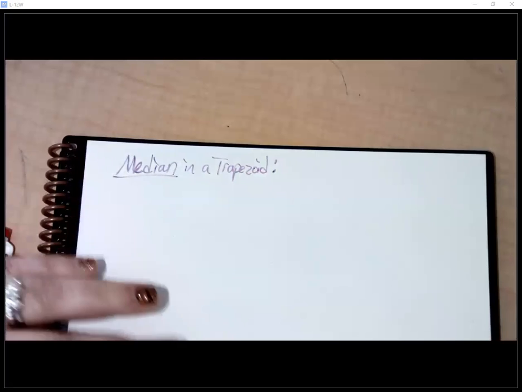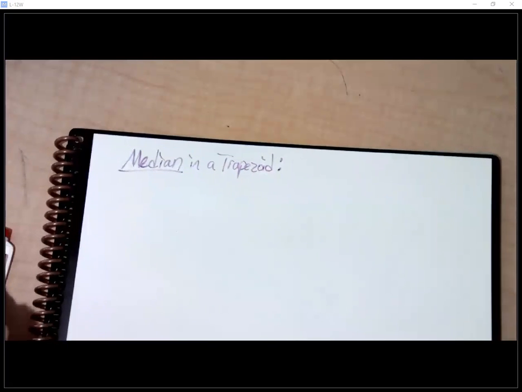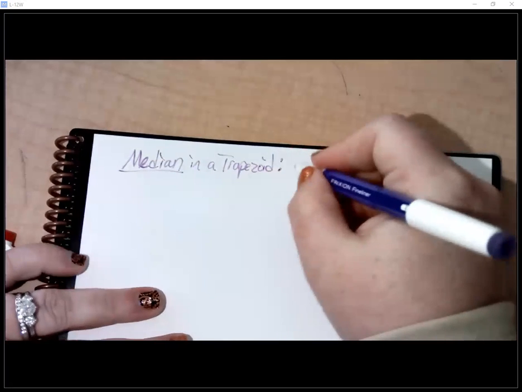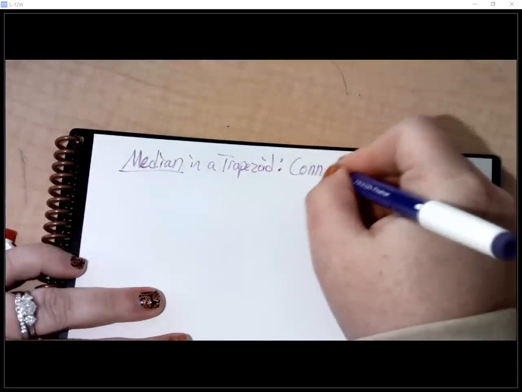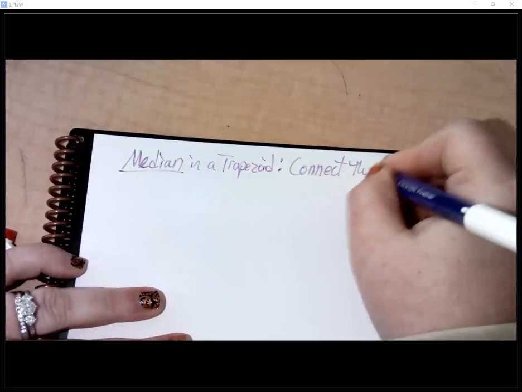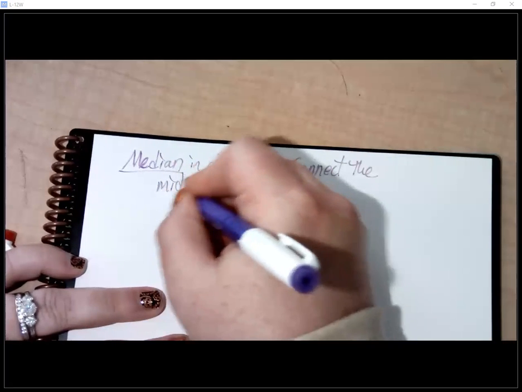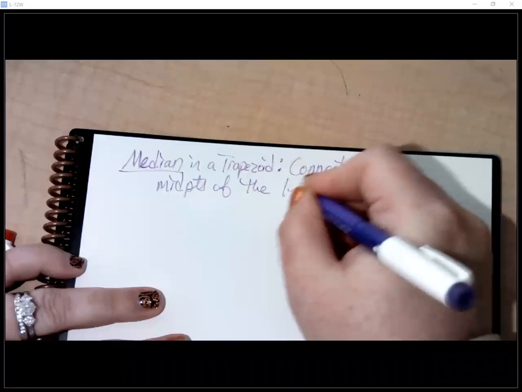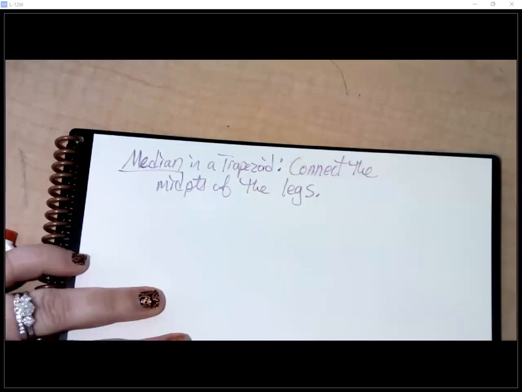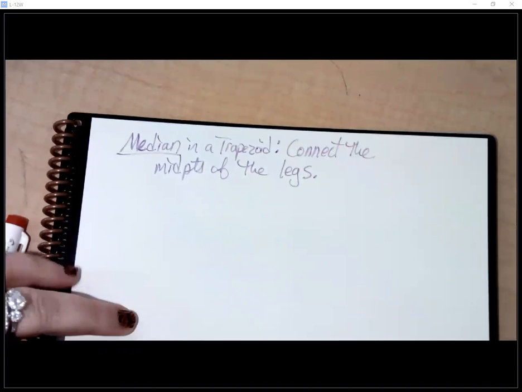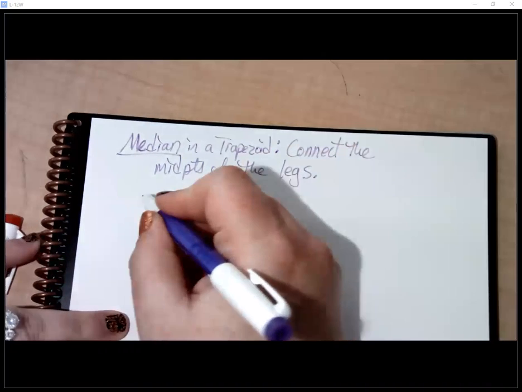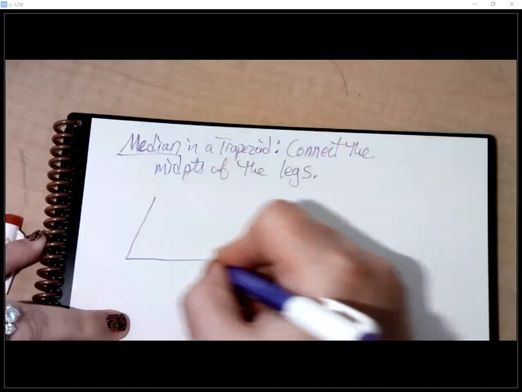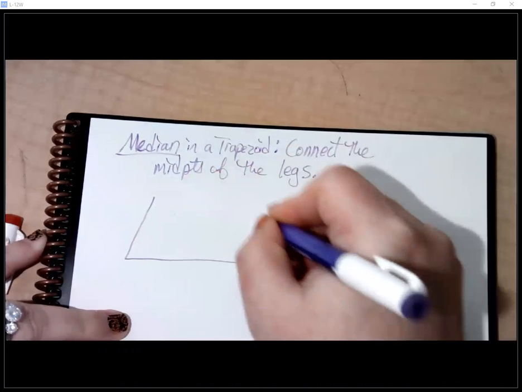And this, it's confusing because it feels more like a mid-segment, because this is going to connect the midpoints of the legs. And this could be an isosceles trapezoid or not, it doesn't matter, any old trapezoid. So I'll do a non-isosceles one.